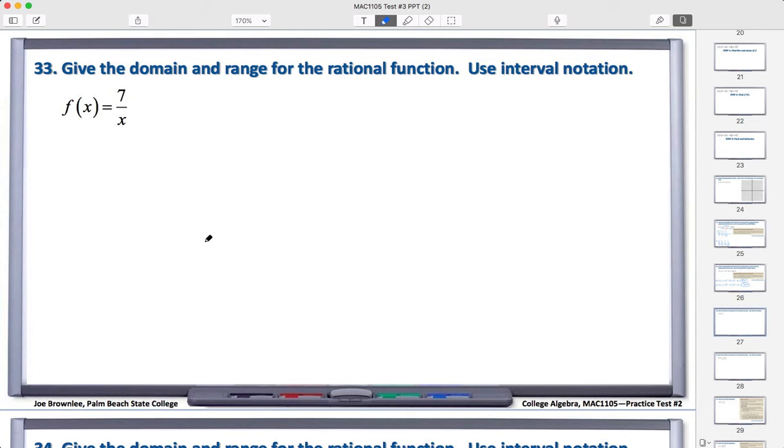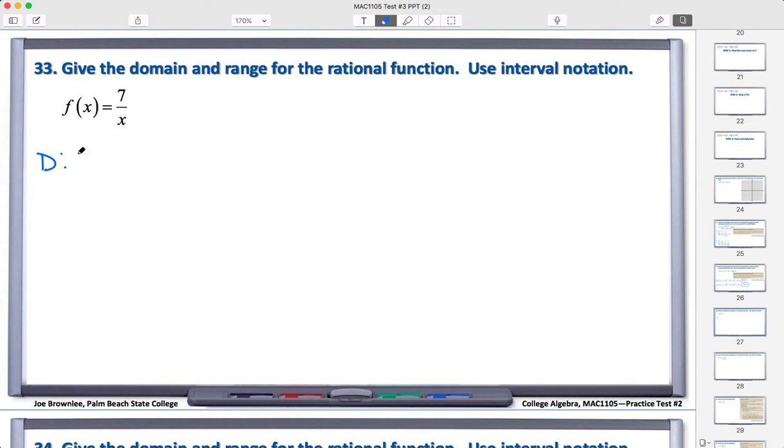All right, number 33, give the domain and range for the rational function, use interval notation, and we've been given f of x equals 7 over x. All right, so we're talking about domain and range. Let's first quickly review what domain and range are, right? We recall that domain refers to the permissible values of x that we can use in this function, and the range refers to the permissible y values that we can use in this function.